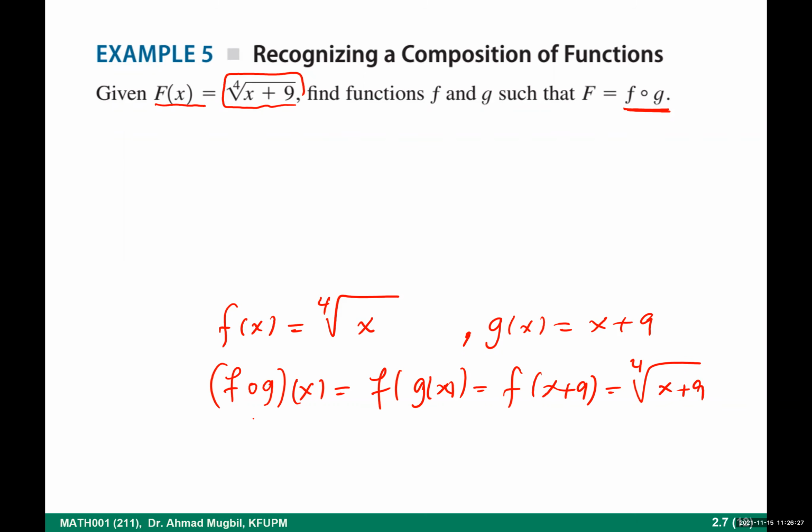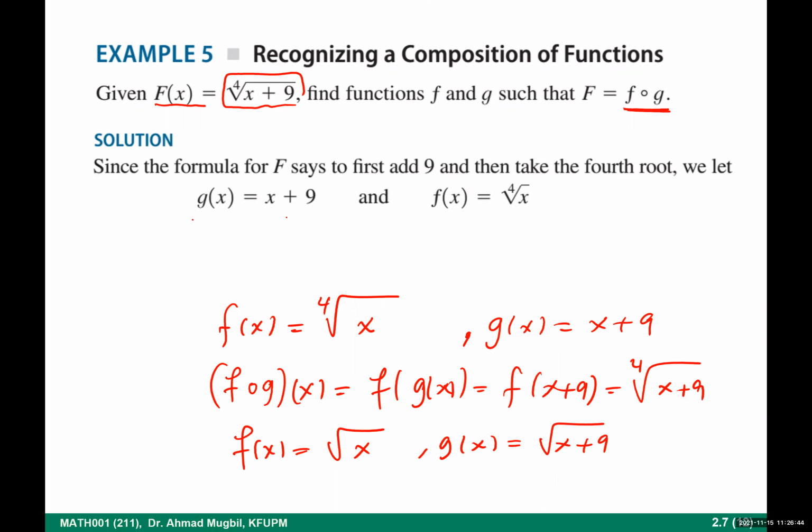Yes. A square root of X, and G is X plus 9. You're right. This is also another way. Totally right. Excellent. You can, of course, have other possibilities. But I believe this is what Muhammad suggests here. It is the initial idea. You can also have this. This is also not a bad idea. Good idea.